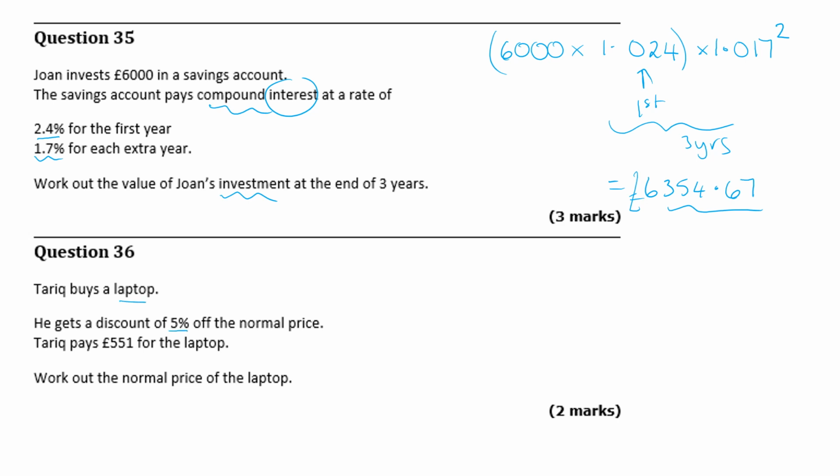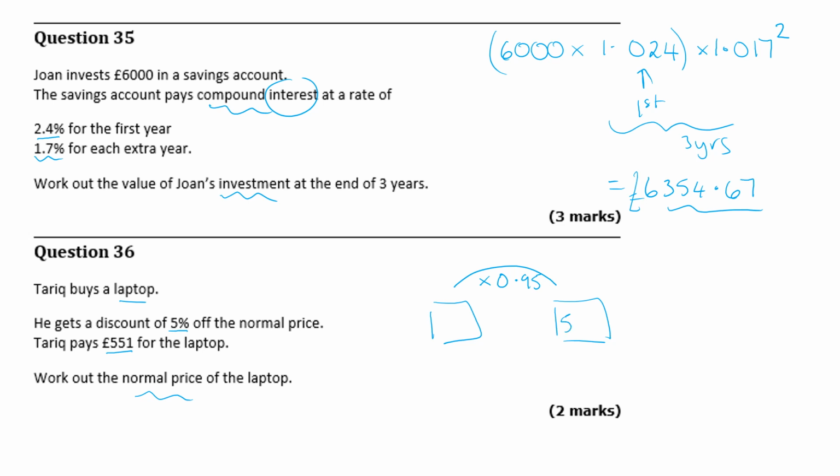Question 36, Tarek buys a laptop. He gets 5% discount off the normal price. He pays 551, work out the normal price. So this is a reverse percentage. He has had 5% taken off. To take 5% off, you times by 0.95 because you think of how much you want left of the original. You want 100% as the original, 5% off is 95%, and that's 0.95 as a decimal.